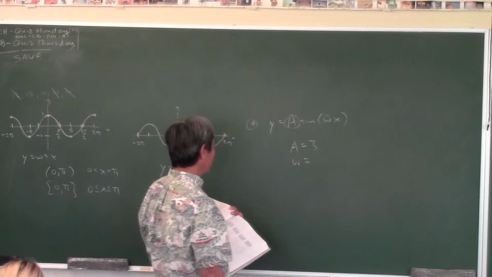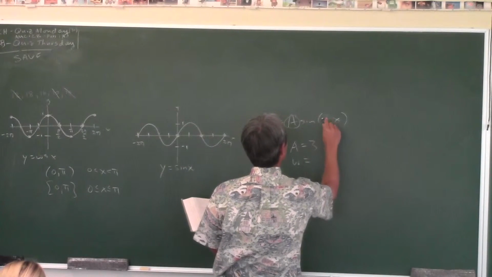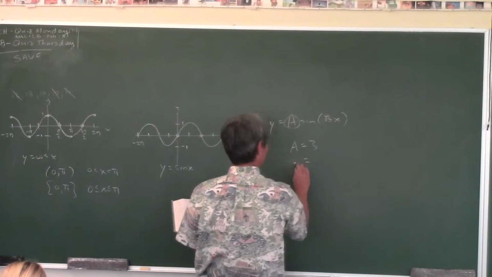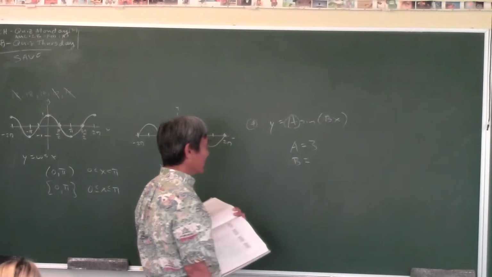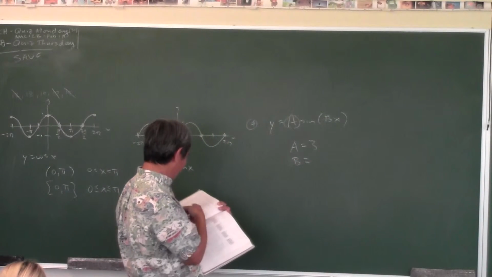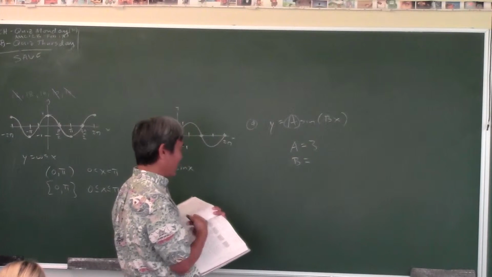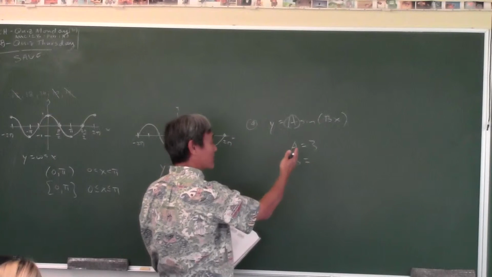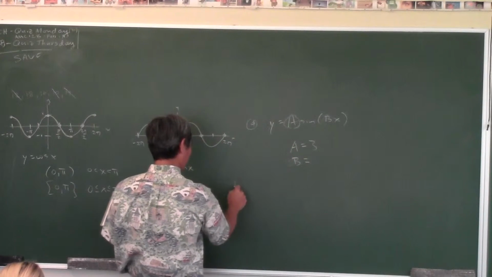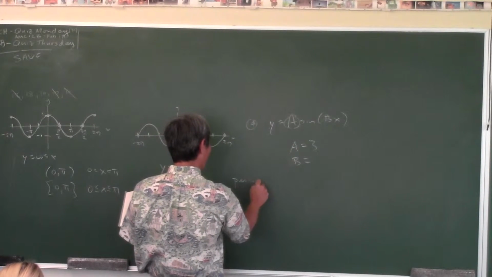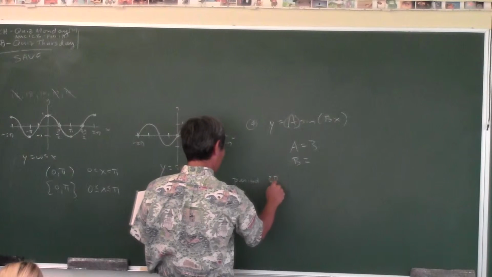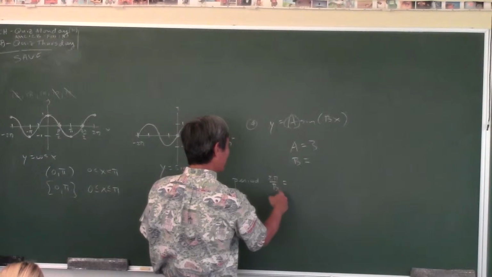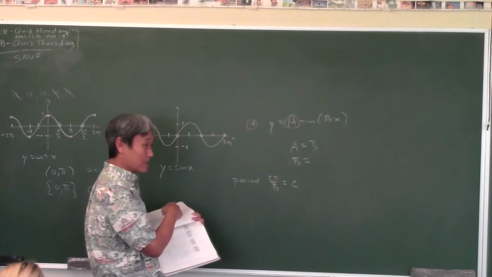And then the period, well, you know what? I'm going to change this to a B because that's the way most books will do it. Now it says the period is equal to 2. What did we learn yesterday? When you have a sine or a cosine function, how do you figure out the period? 2 pi over b. So 2 pi over b has to equal 2 because it says the period is 2.